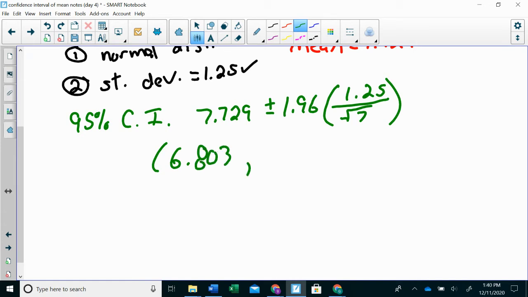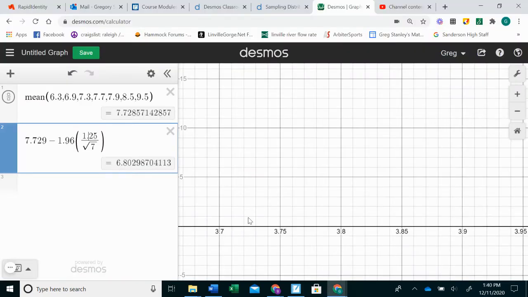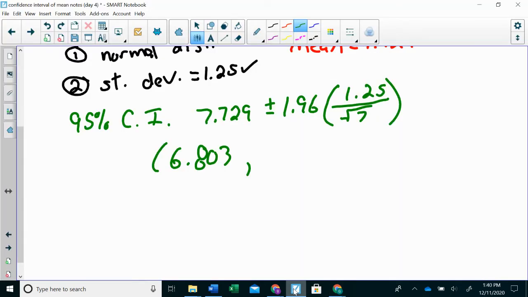So my lower limit number is 6.803, and then I simply go back and change the minus to a plus, and this will give us the upper limit number, 8.655. So this process is a whole lot faster than some of the things that we've learned about in the previous lessons. But they all kind of build up on each other.